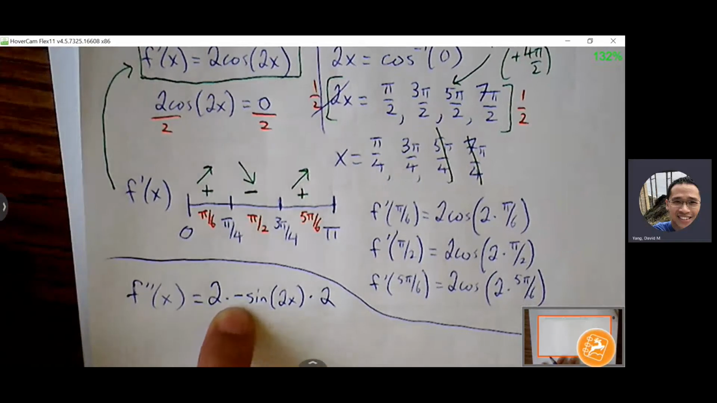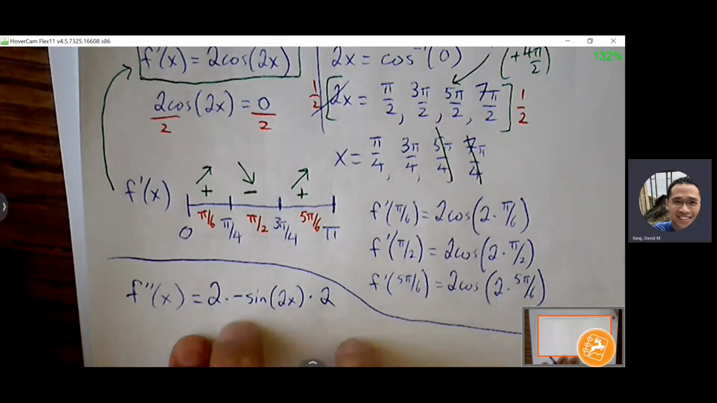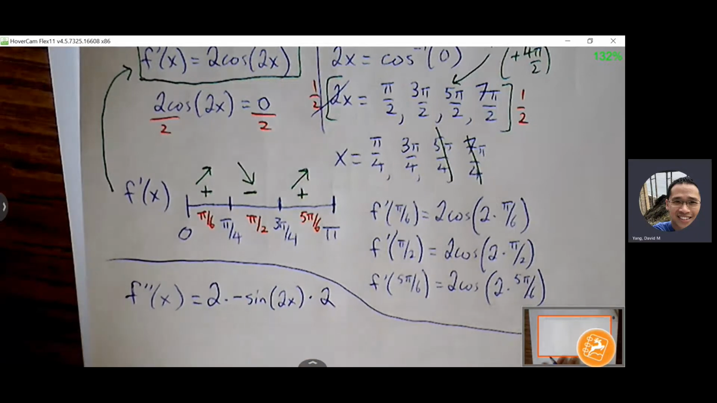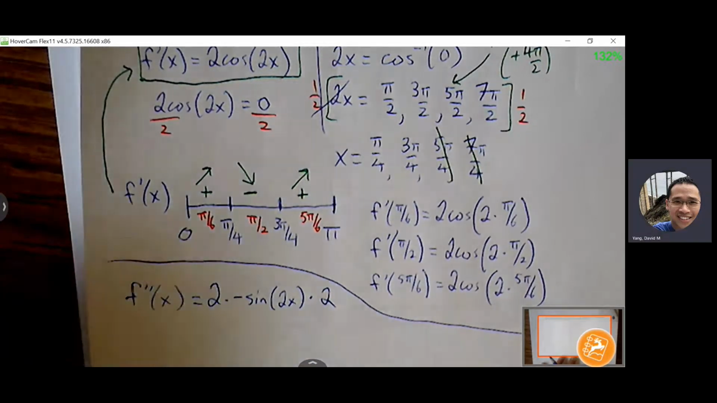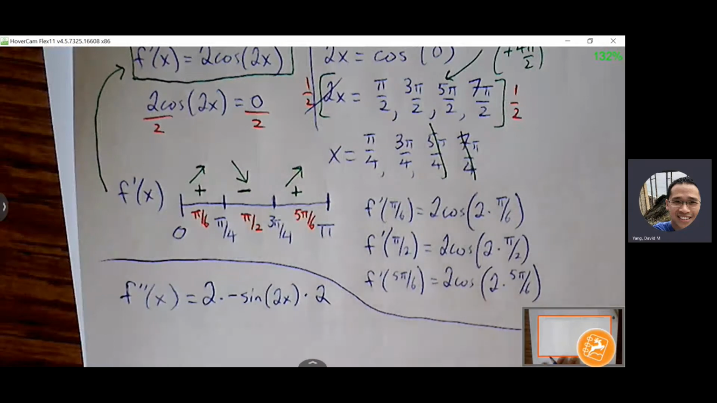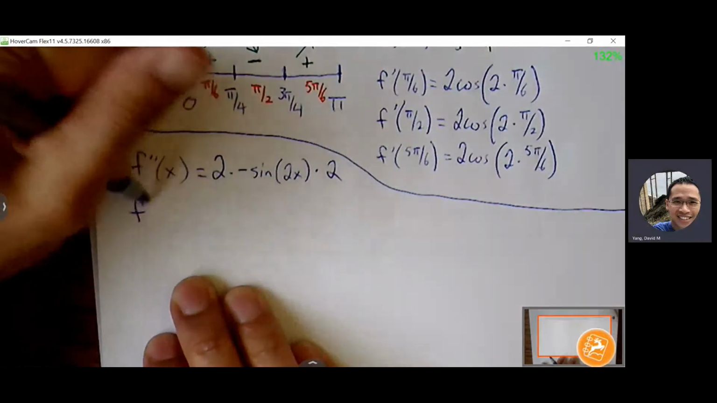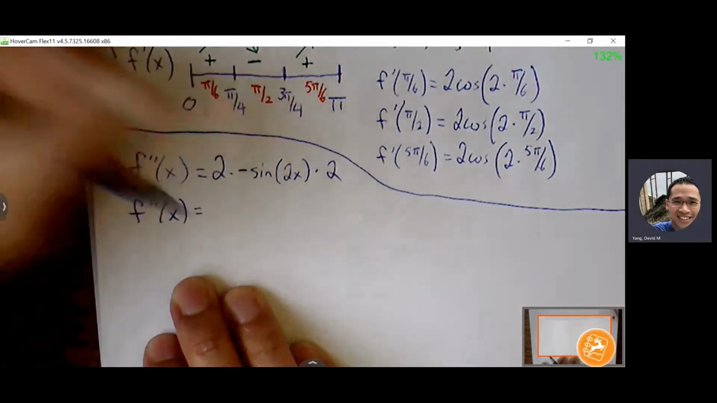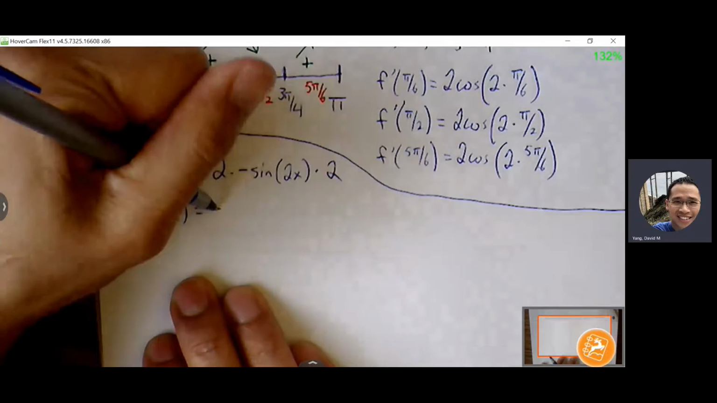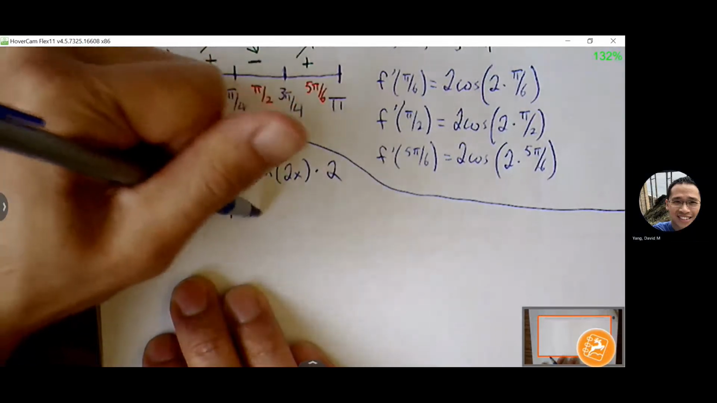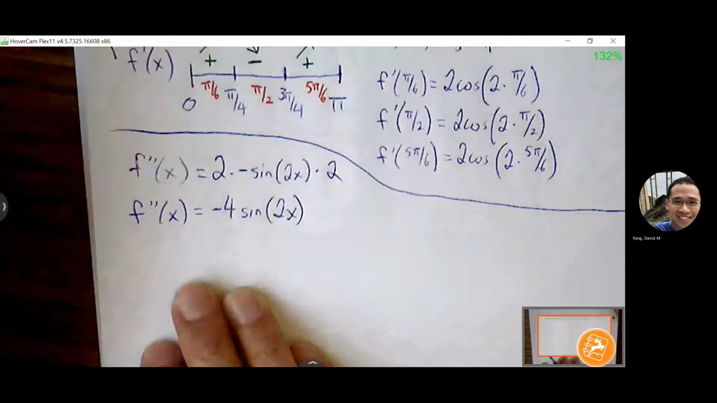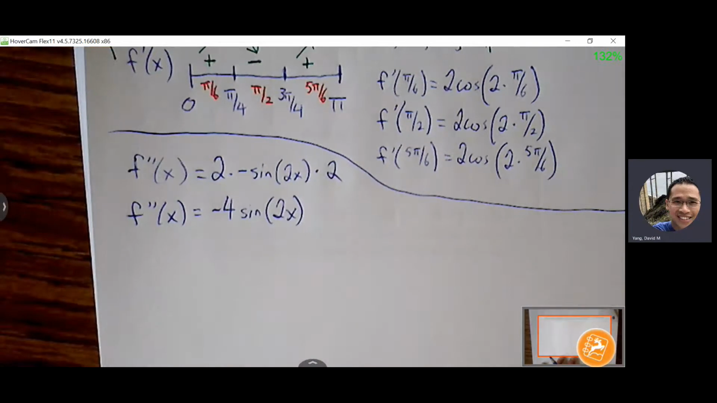Okay, let's do some cleanup. Let's collect all the coefficients. 2, negative, and 2 becomes -4. Yes. That's fine. Yeah. So that's what I was about to do. I'm going to pull all the coefficients out in front to make it a little cleaner. Good. So it just makes it easier if all the coefficients are together. Okay. Any questions so far? Are we good with second derivative?